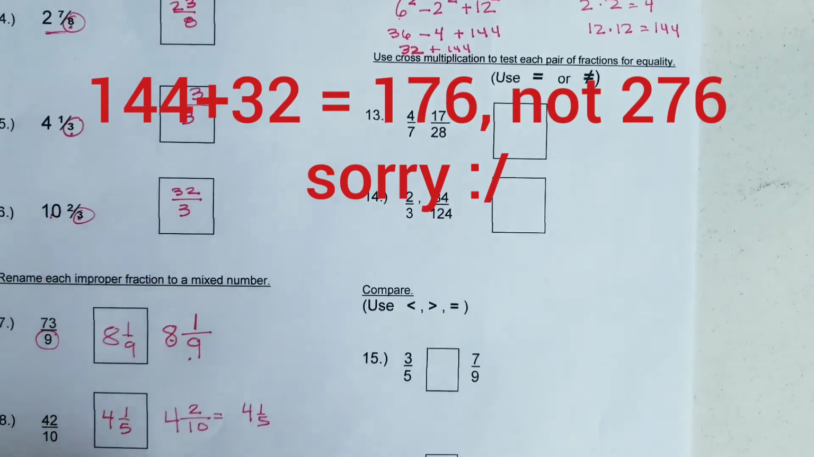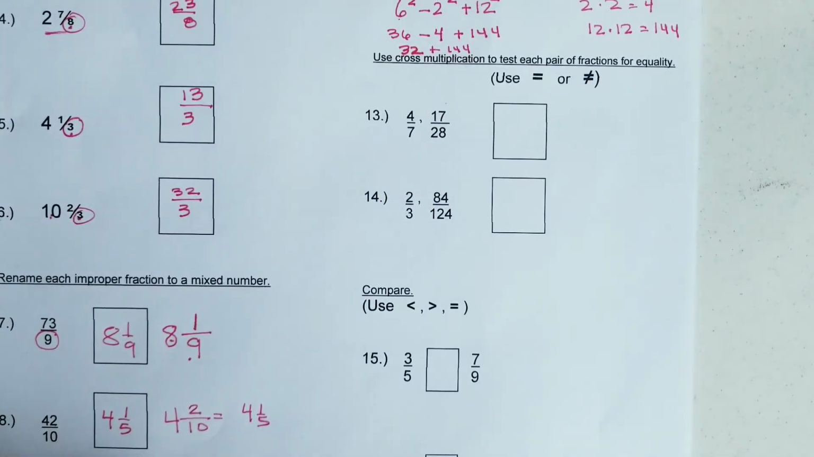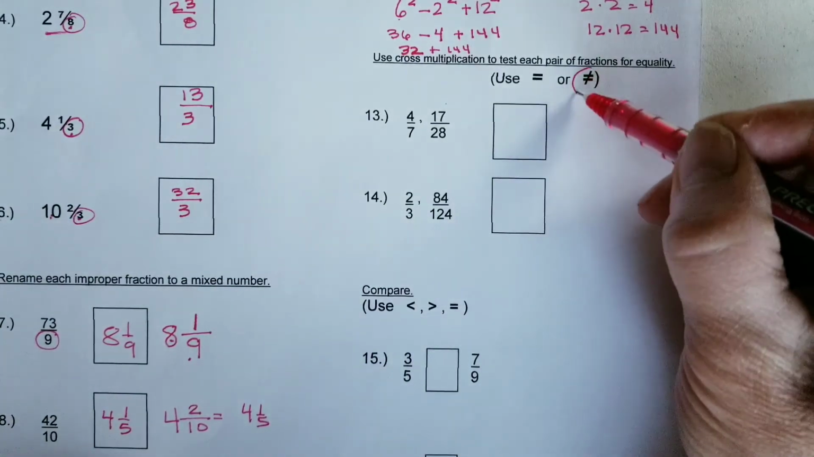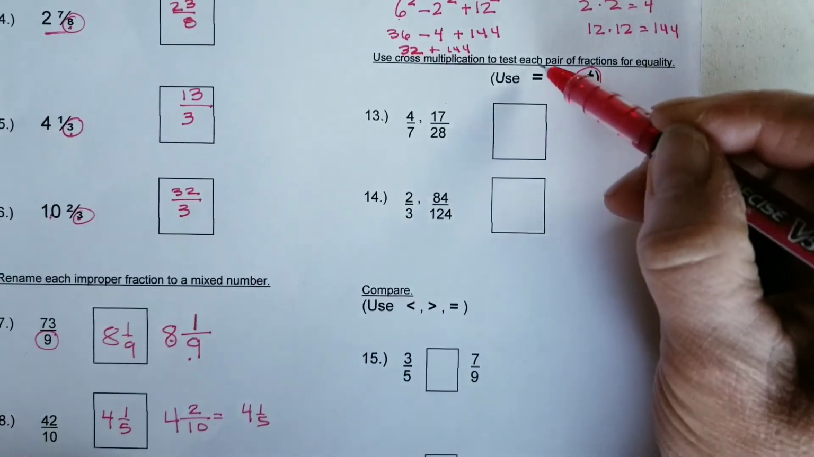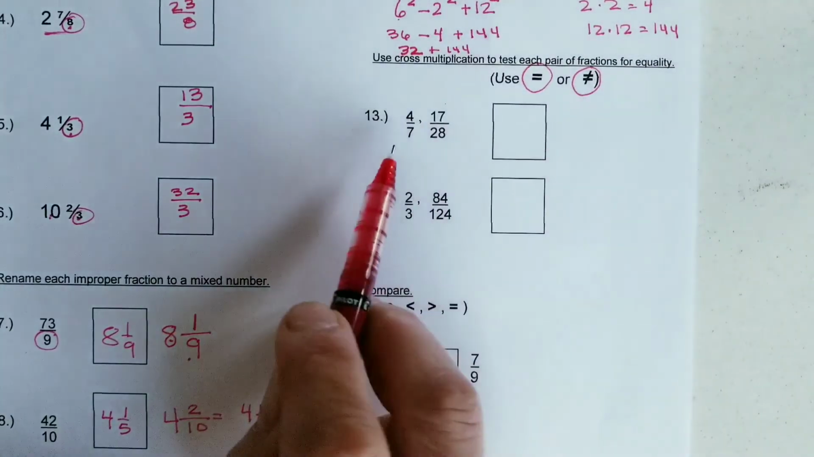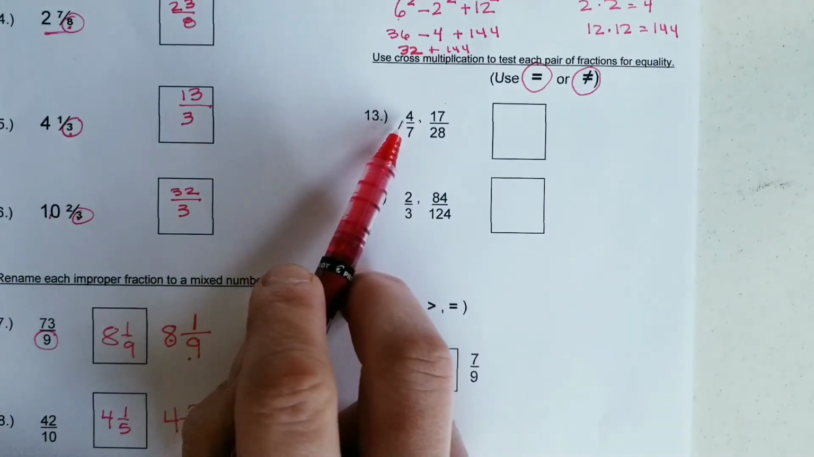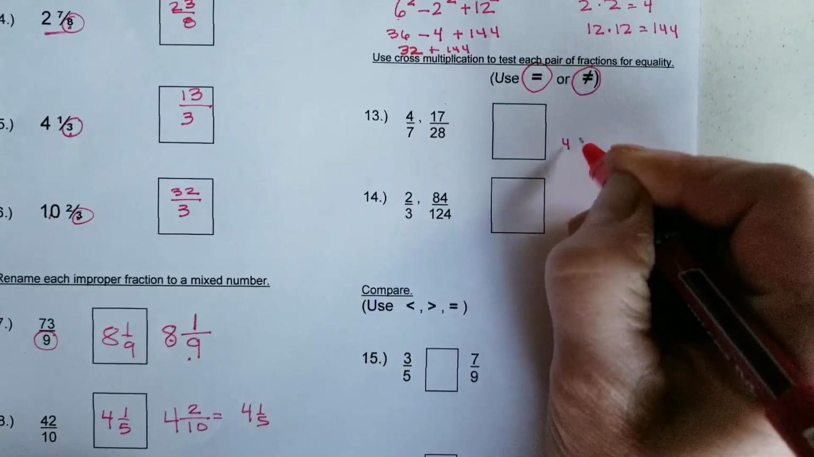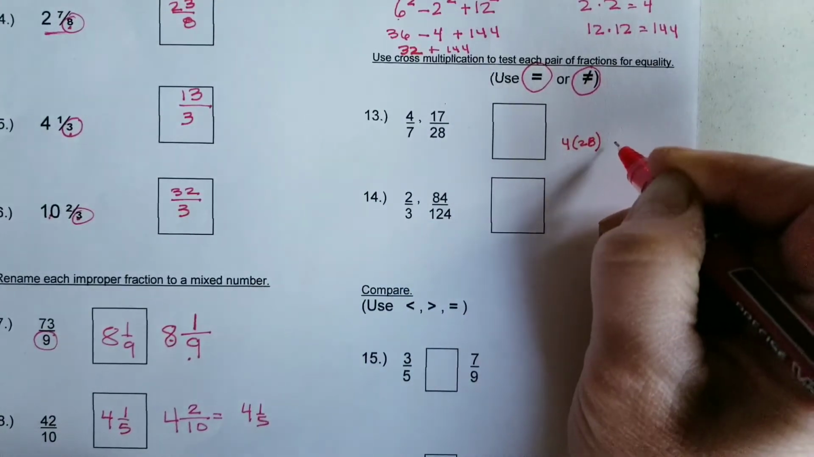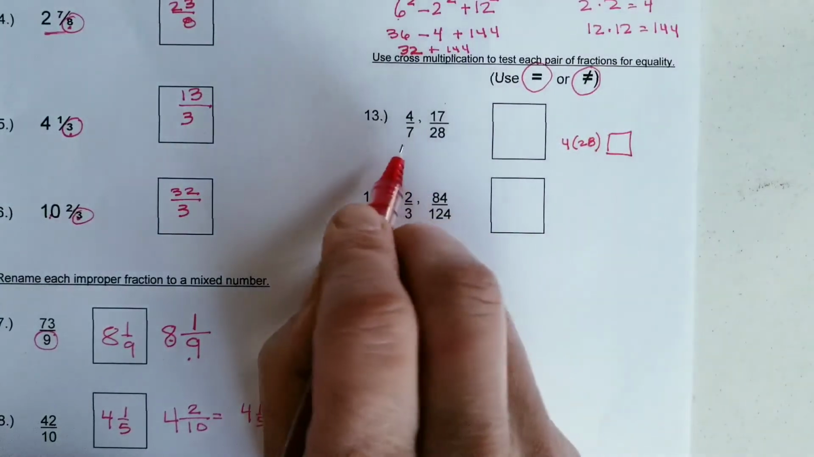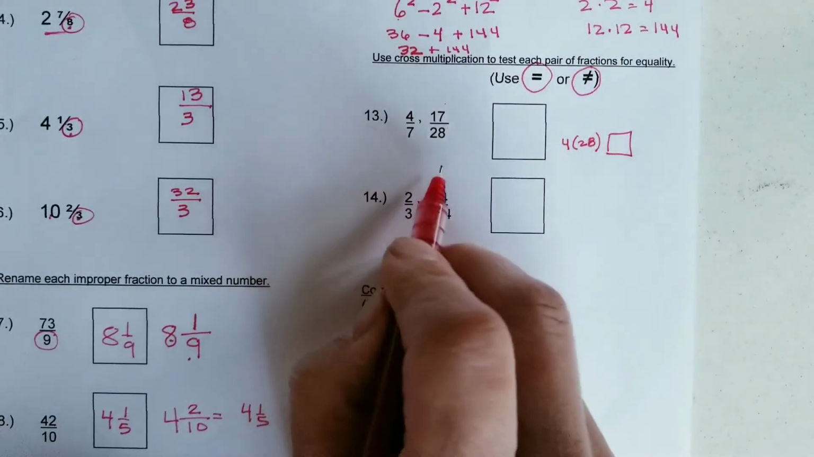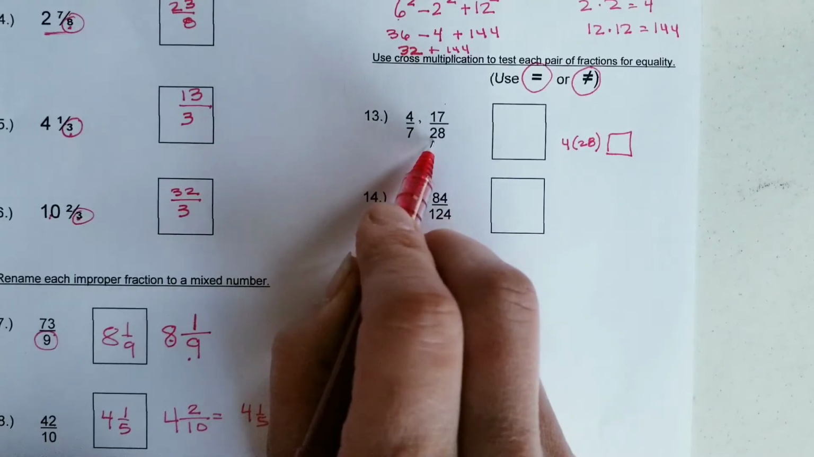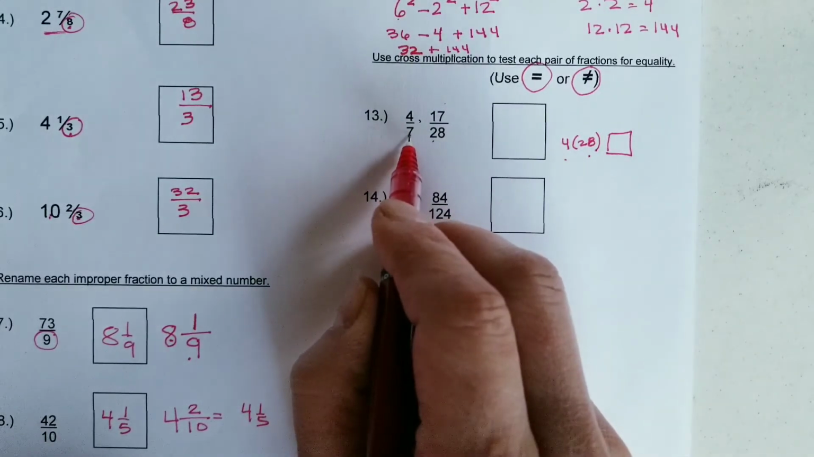Okay, for number 13 and 14, they want you to use cross multiplication to test each pair of fractions for if they're equal or if they're not equal. So this means they are not equal. That's an inequality, and this is equal. There's a couple ways we could do it, but they want you to cross multiply. So 4 times 28, and then you'll write 7 times 17. So you cross multiply this numerator with this denominator, and this denominator with this numerator.